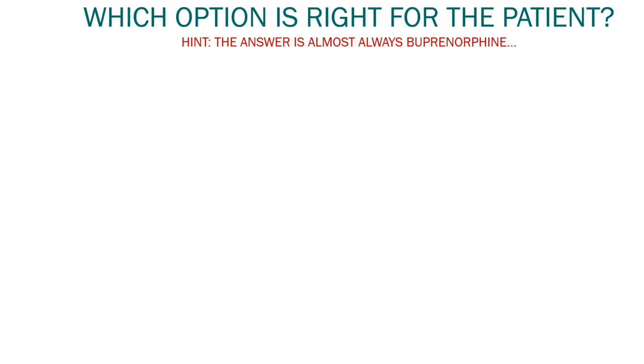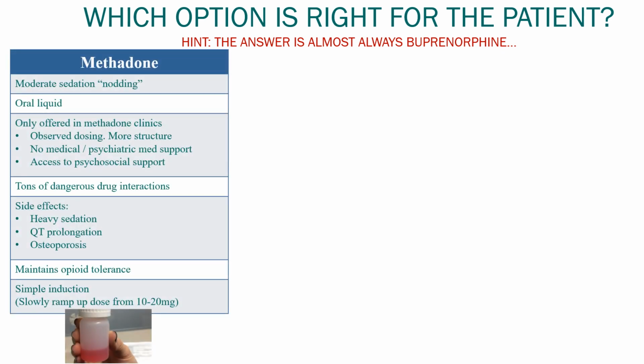So what option of these three would be right for the patient? We're going to go into some of the details about these three treatment options. So methadone is a full agonist at the opioid receptor, which means it causes some nodding or some full agonist effects. It can cause people to look a little bit sleepy, have a mild sedative effect. It can only be offered in methadone clinics that are highly structured, that have lots of federal regulations.